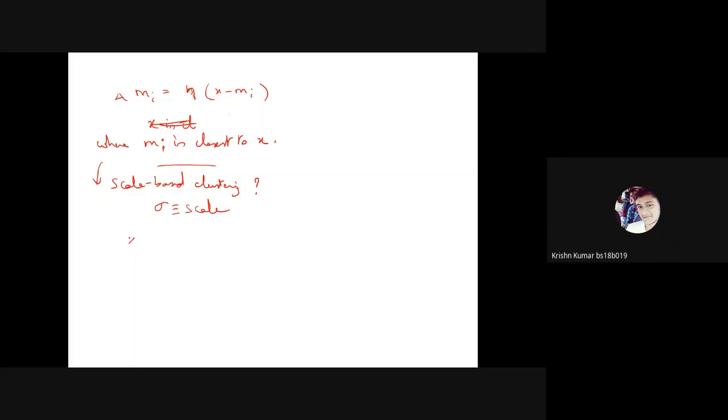What I'm trying to say is, if this is mi and this is data point x, move mi towards x only if they are within some scale. Otherwise, don't move. Don't touch it. That means every data point has some kind of a radius of attraction. It will attract mi's only if they are within some radius. Otherwise, it doesn't touch them.